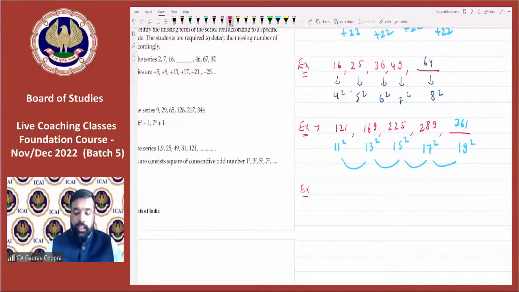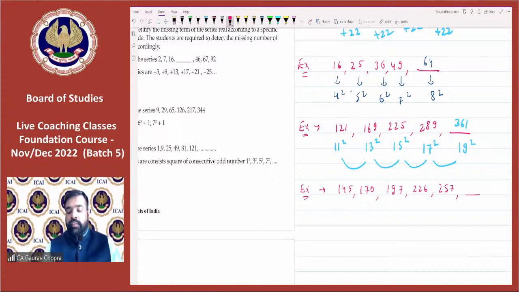Then let's try the next one. Next one is 145, 170, then 197, 226, then 257 and dash.